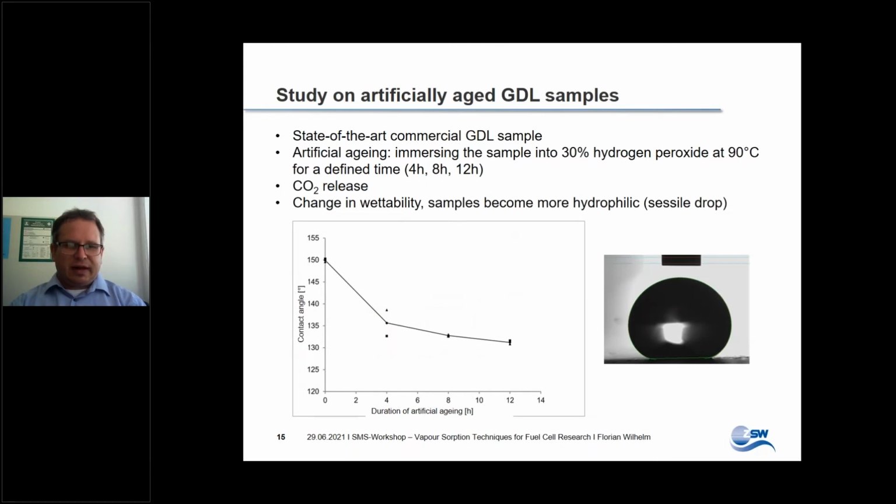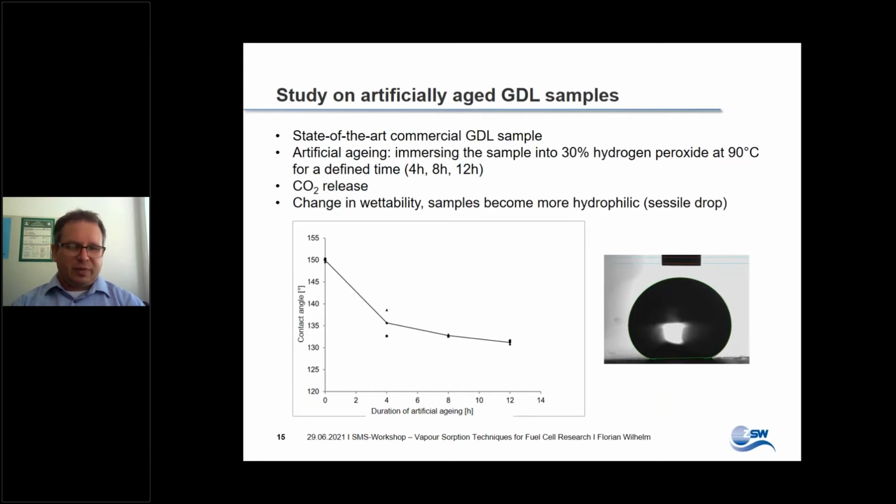And what we did is characterizing the wettability of the sample after the experiment with a very simple method, that is the sessile drop measurement of contact angle. You can see an example picture on the right side. You see a drop sitting on the surface, and this picture is taken by a camera, and then a computer can be used to evaluate the contact angle between the surface and the drop. On the left side, you can see the evolution of the contact angle over the duration of the artificial aging.